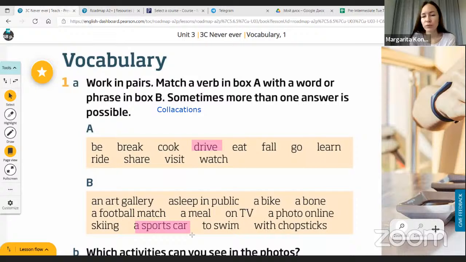Sorry? Маргарита, почему sports car? Okay, I tell you. Because so sport in English, it is a noun. Существительное, sport. Yeah? А если это прилагательное в английском, то это sports. Yeah? That is why it is a sports car. So sport is a noun, sports is an adjective. Yeah?